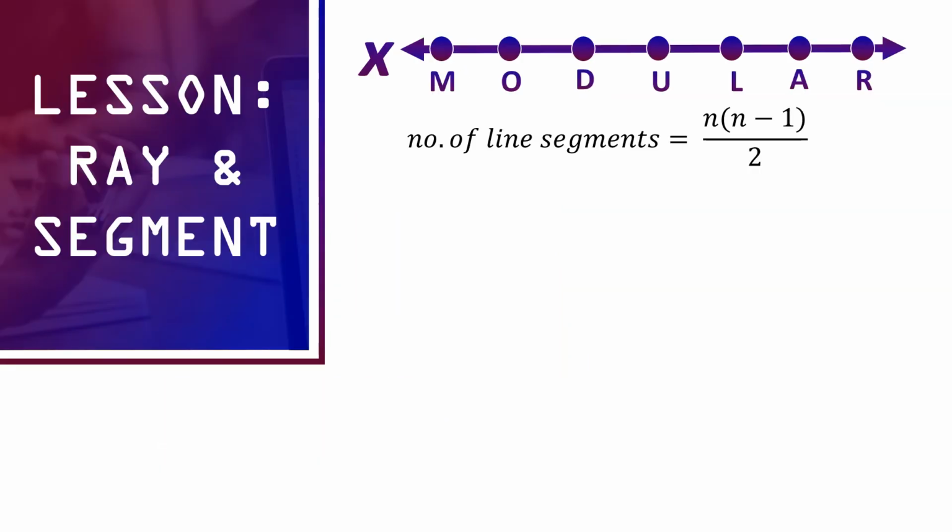Now we have this computation for the number of line segments, how many line segments we can get from a line given the number of points. So this will be the formula. Number of line segments is equal to n times the quantity of n minus 1 all over 2, where n is the number of points in a line. So let us compute how many line segments we have for this line X.